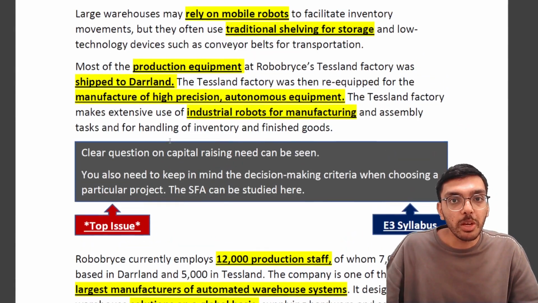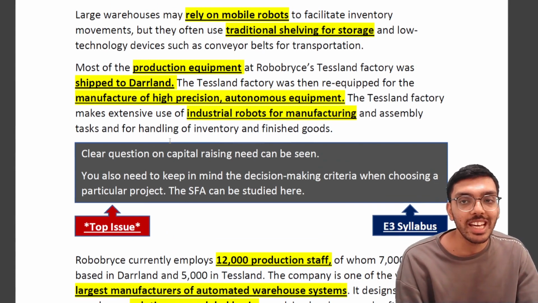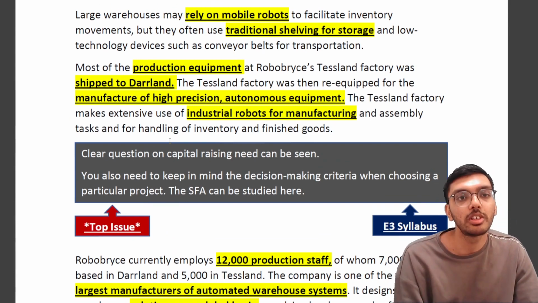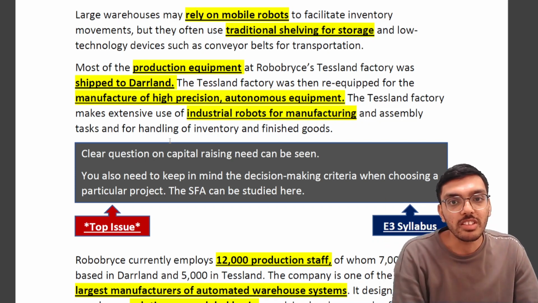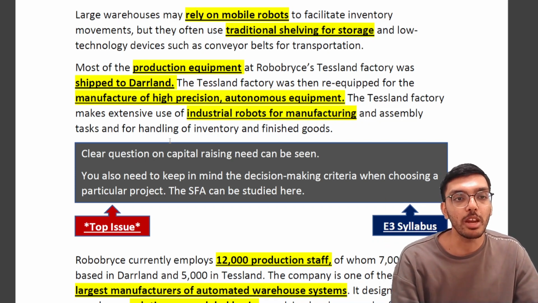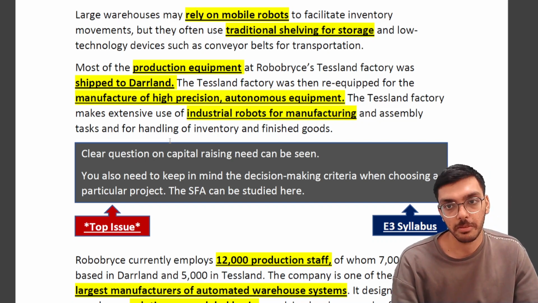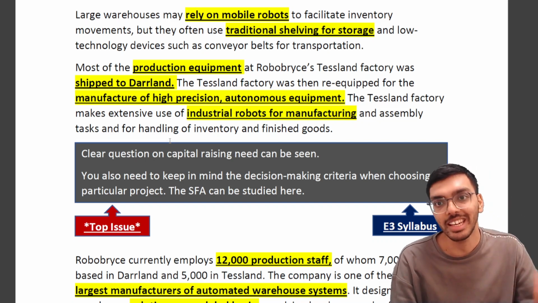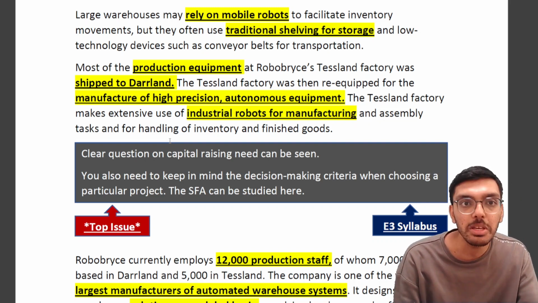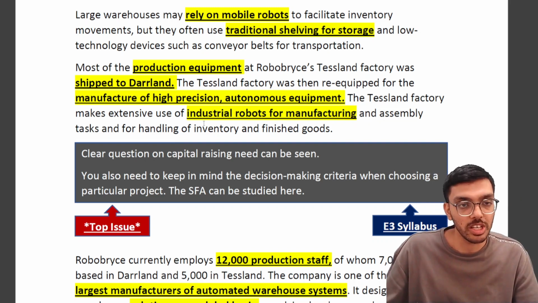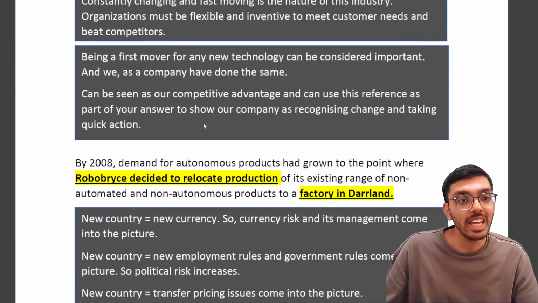Most of the production equipment at Robobryce's Tesland factory was shipped to Darland. The Tesland factory was then re-equipped for the manufacture of high precision, autonomous equipment. So already that capital expense has been made in this particular year when the Darland factory was opened, which is 2008.